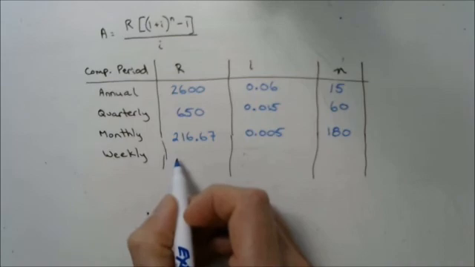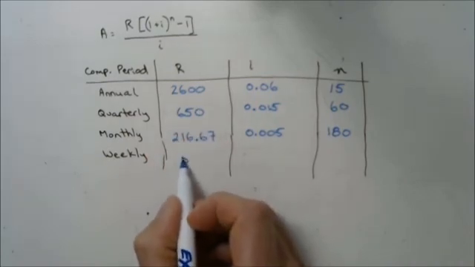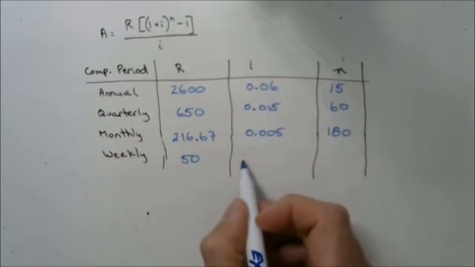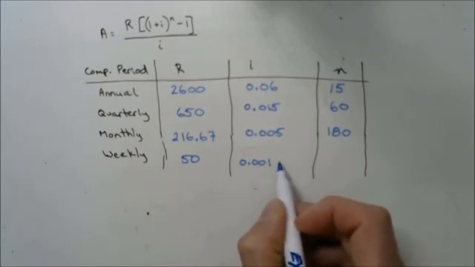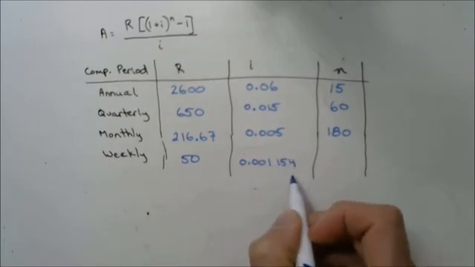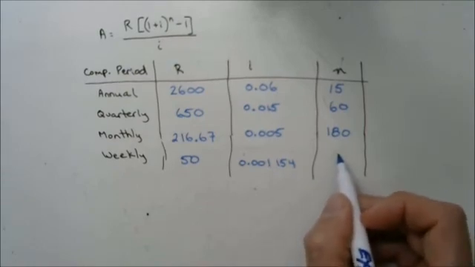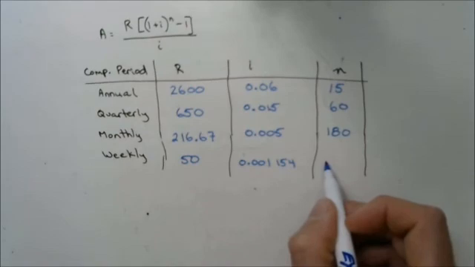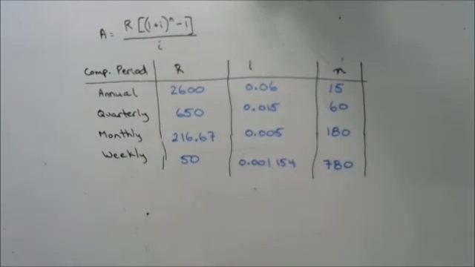Weekly. Now it's 52 regular payments. So this 2,600 gets divided by 52. And our interest rate of 6% gets divided by 52. Again, we want to leave a lot of decimal information. We don't want to round too early. I want to earn all my money, right? I don't want to skimp out on a percentage of my own interest. And N, how many compounding periods? 52 times 15 is 780. So there's the chart and our information.